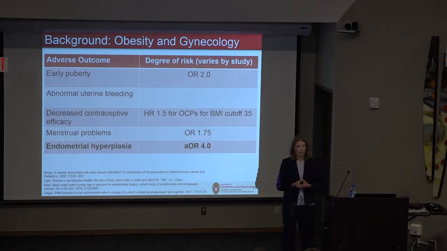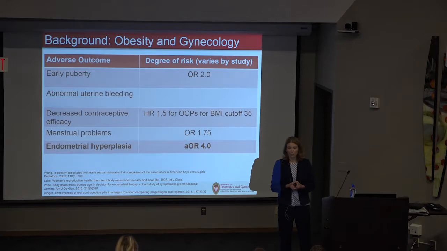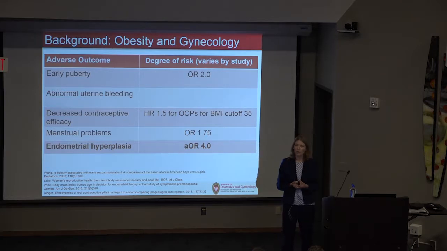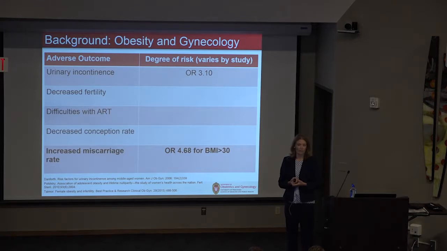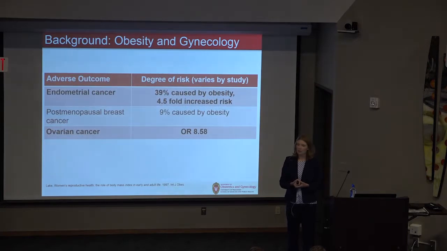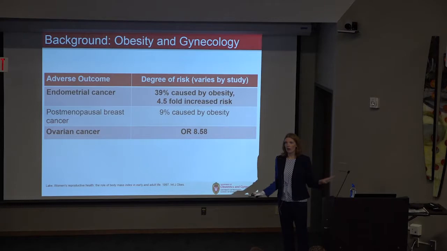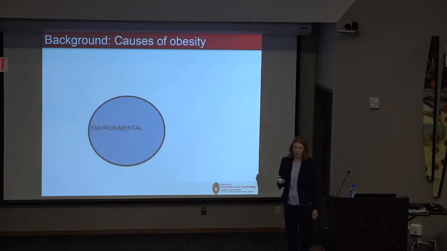In gynecology, in the pediatric gynecology literature, obesity increases the risk of early puberty, decreases contraceptive efficacy, and increases the risk of menstrual problems and endometrial hyperplasia. And across the board, depending on which source I looked at, sometimes they didn't give a very good degree of the risk, but anything from urinary incontinence to decreased fertility, difficulties with ART, increased miscarriage rates, and of course in gyn-onc it increases the risk of endometrial cancer most famously, but also ovarian cancer and postmenopausal breast cancer. So it spans across all of the different divisions here in the Department of OBGYN.